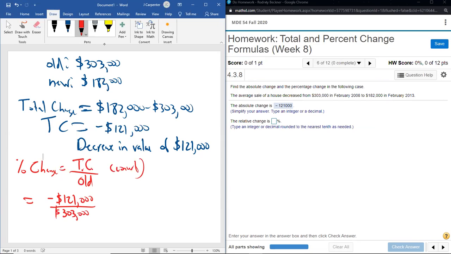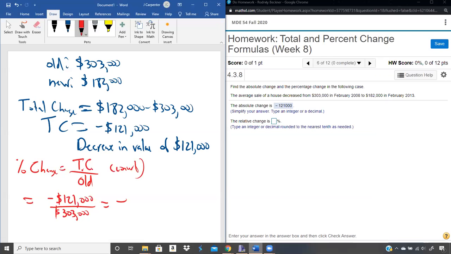If we divided by the 182,000, I can tell you we'd get a bigger answer, because we'd be dividing by a smaller number. Remember, dividing by a bigger number makes the answer smaller. Dividing by a smaller number makes the answer bigger. And then you can just do this in your head. I'm kidding. The units will cancel. You will be stuck with a negative.